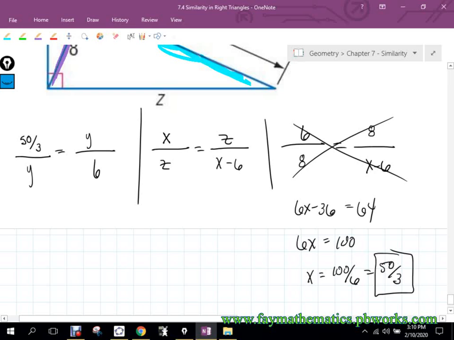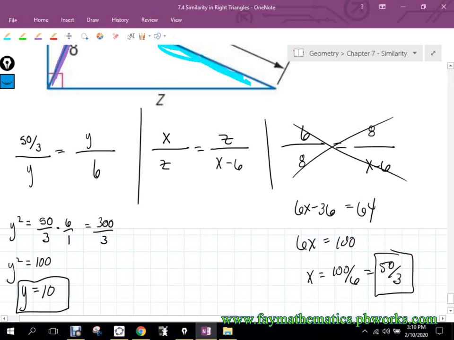I put 50 thirds there. Cross multiply, I get y squared equals 50 thirds times 6 over 1. Wasn't that 300 over 3? What's 300 over 3? 100, right? Square root of 100? 10. And that's an exact answer. Where if I would have rounded 50 thirds, I would not get something like 100 or 10. I would have gotten like 9.99 or 9.98 or 9.97, depending on how.